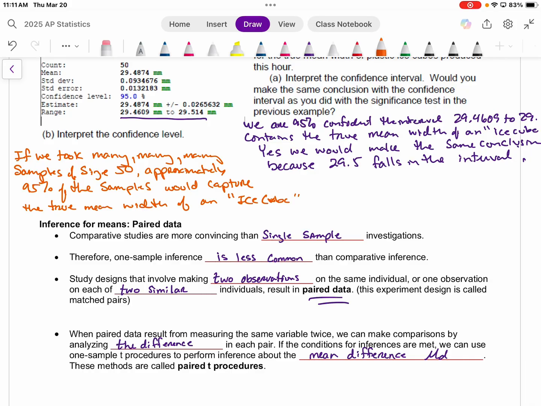This experiment design is called matched pairs. All right, so when we think about this, especially in the medical world, if I want to see how a drug affects men and women and so forth, ideally what I'd like to do is have the individual go through the study twice, maybe once with the placebo and a second time with the drug, and then I can compare the difference before and after.